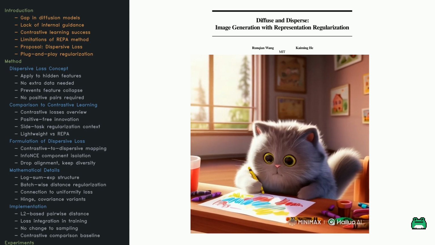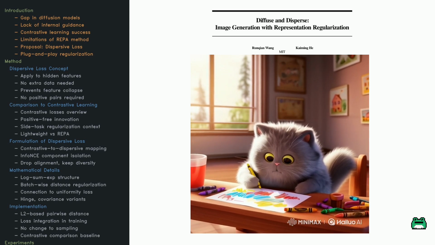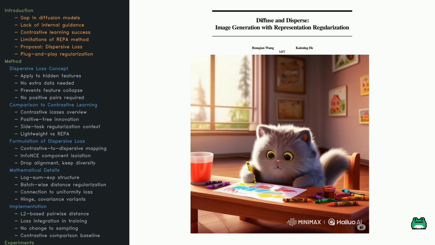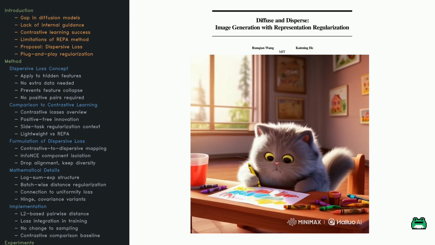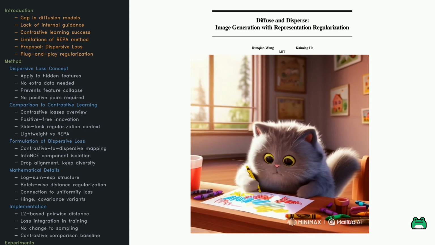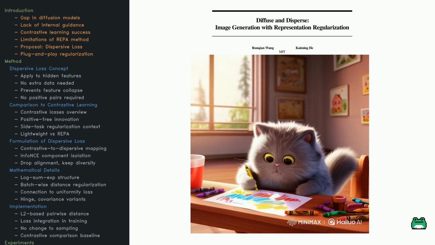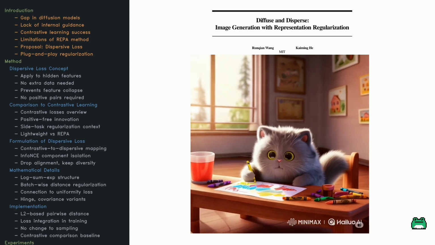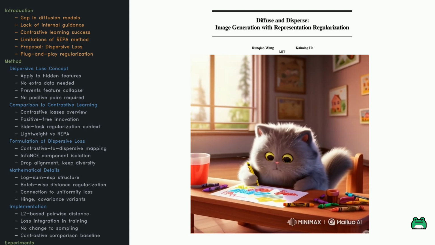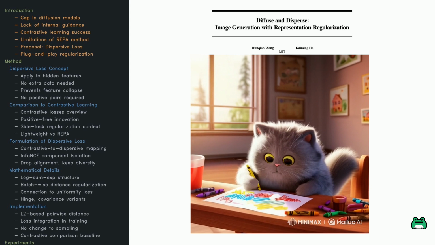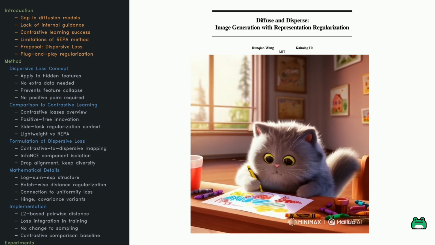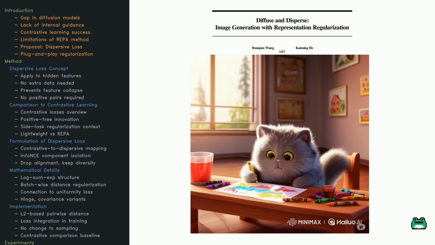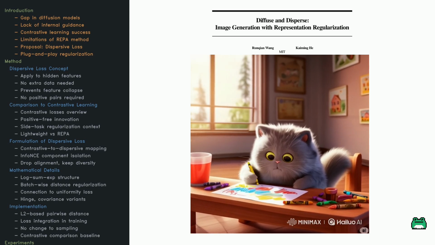Instead of forcing pairs to hug it out like in contrastive learning, this method skips the awkward introductions. No positive pairs, no extra views, no pre-training, nada. Just a simple regularizer that tells your network, hey, go be different. The result? Cleaner images, faster training, and a plug-and-play bonus for any diffusion setup. Let's dive in and unpack how this self-contained loss is bridging the gap between representation learning and generative modeling.